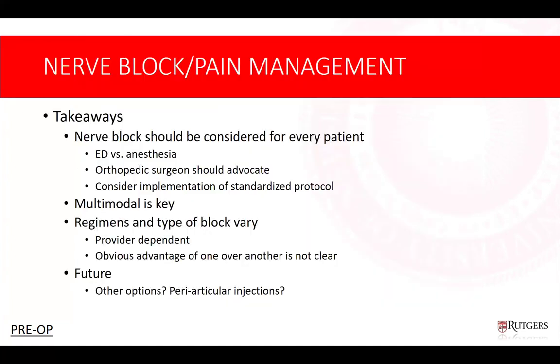So main takeaway, I think this is a really important part of treatment of hip fractures. Nerve blocks need to be considered for every patient. Several studies show that the emergency department can perform the blocks versus anesthesia. Here we generally have anesthesia perform the blocks just because they're more familiar with it, and that's just kind of how we've set up our pathway. But other institutions may have emergency department physicians that feel more comfortable providing these blocks.